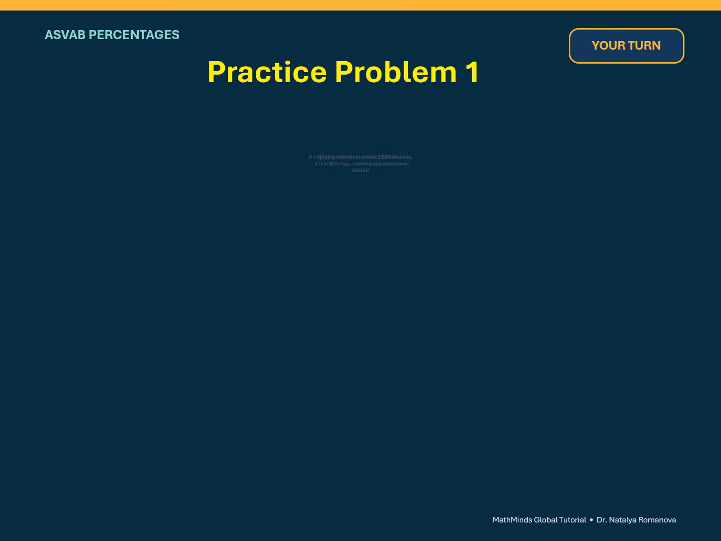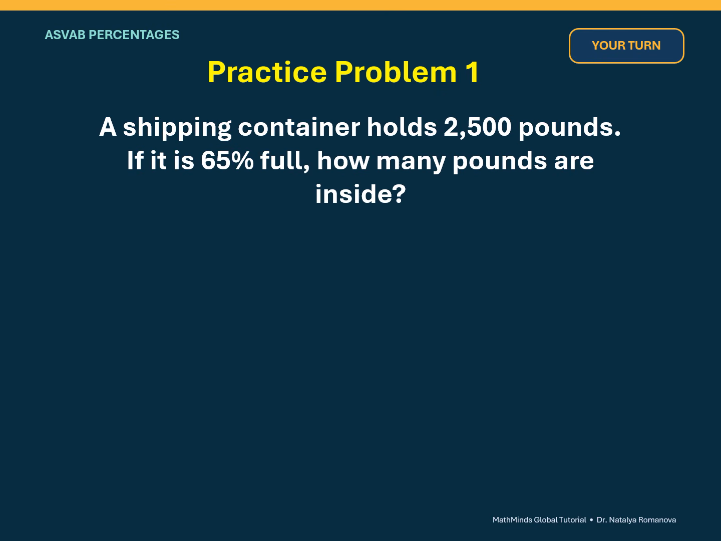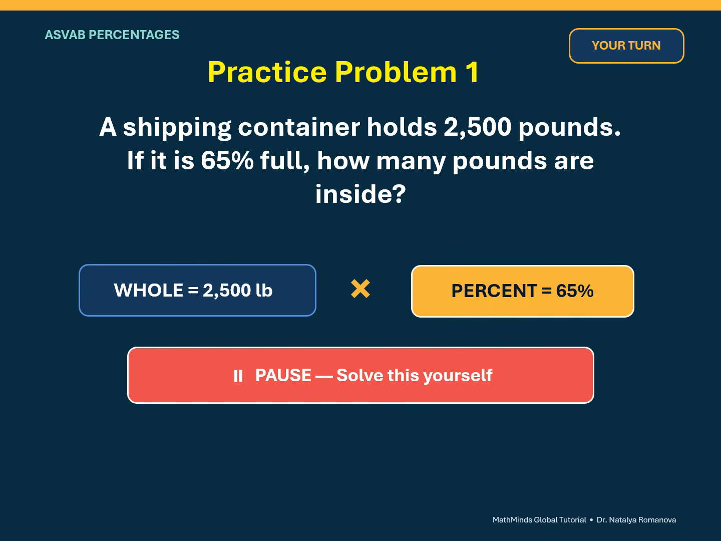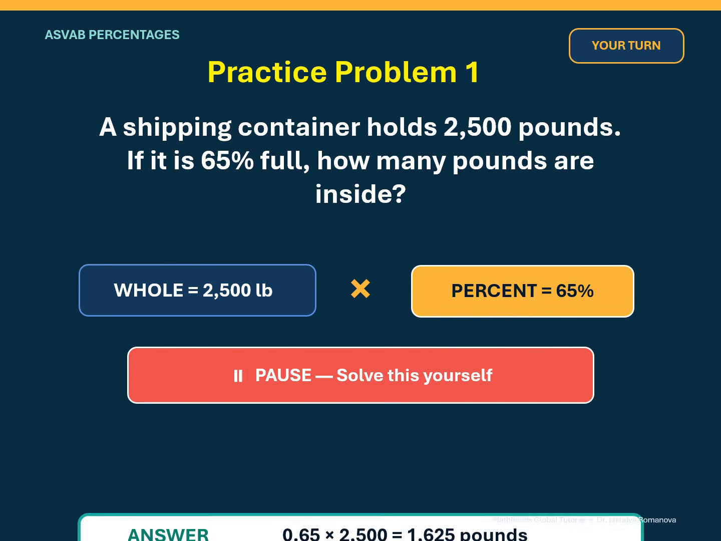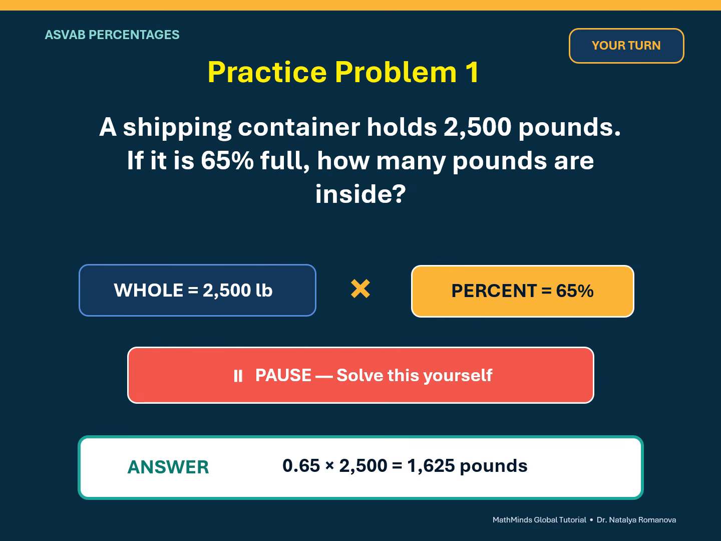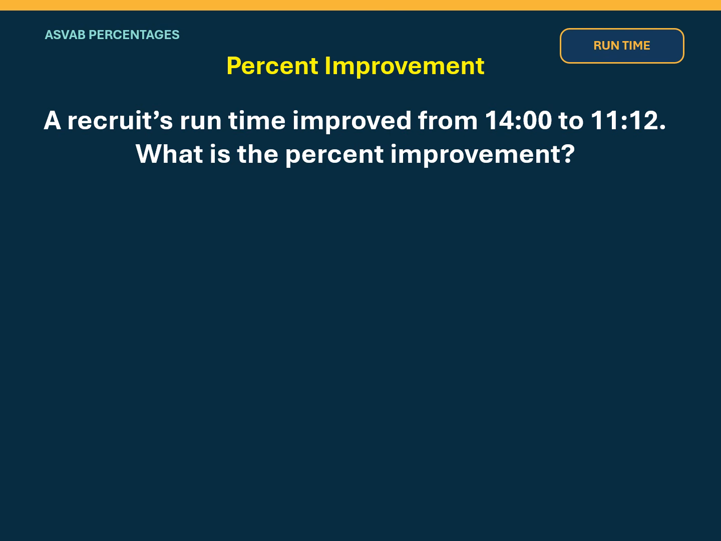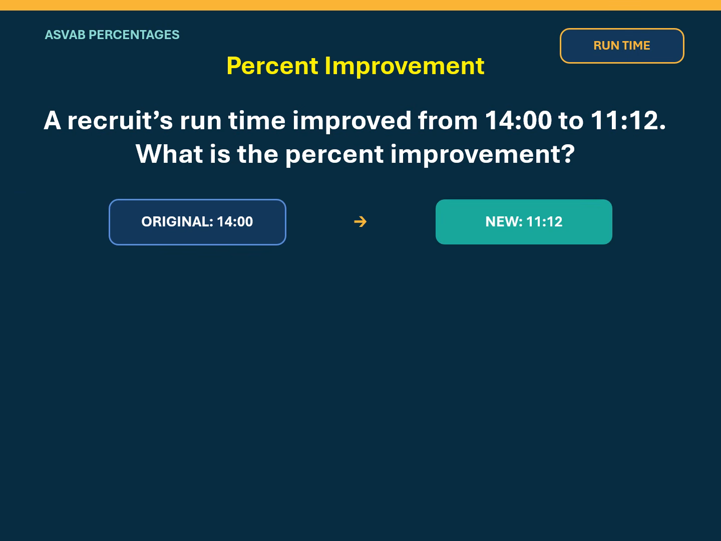Pause the video, solve this yourself. A shipping container holds 2,500 pounds. If it's 65% full, how many pounds are inside? We take 0.65 and 2,500, multiply, it is 1,625 pounds.